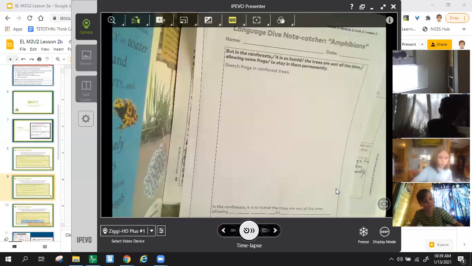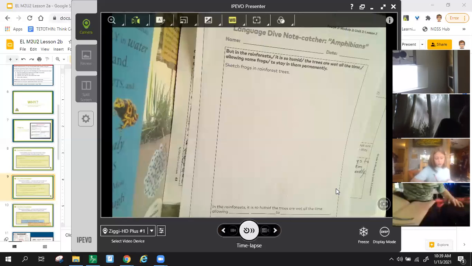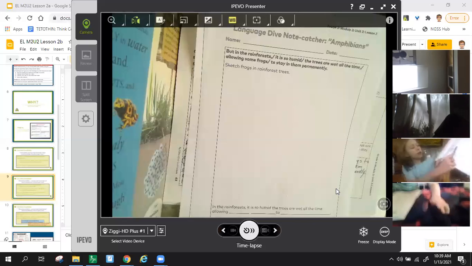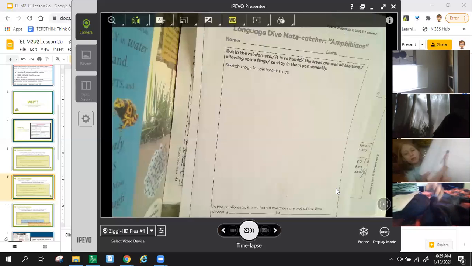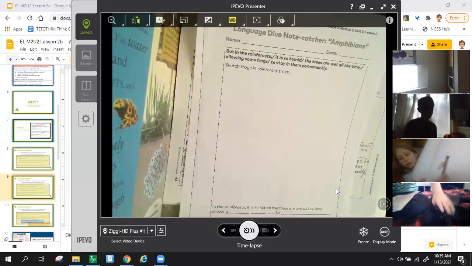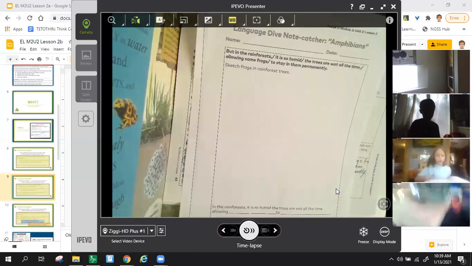Or where, or if you haven't yet, where do you plan on putting your frogs? I'm putting my frog here. I haven't got the other trees yet. Gotcha. Toward the top, right? Toward the top of your tree?